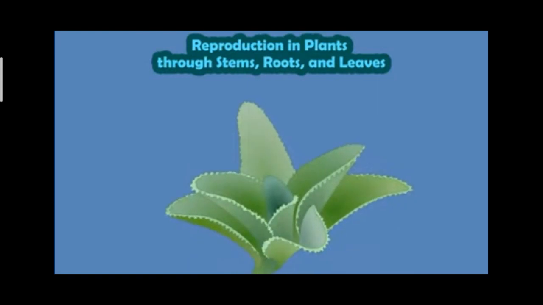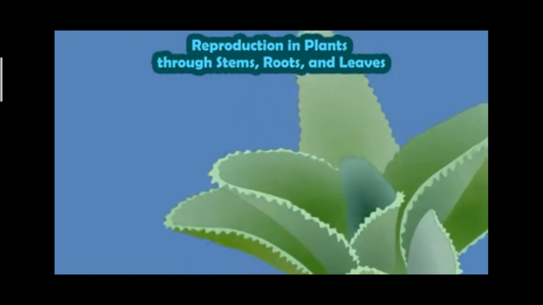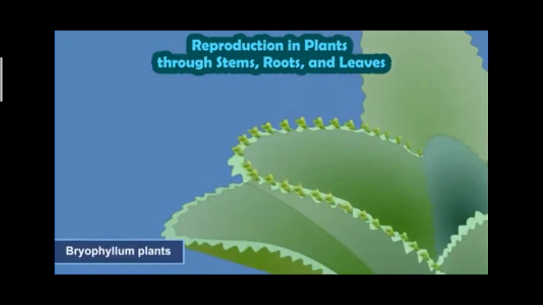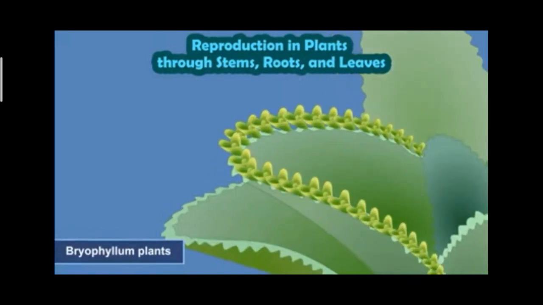There are some plants that reproduce by their leaves. Bryophyllum plants produce tiny plantlets from the margins of their leaves. These plantlets fall off after some time and grow into new plants.